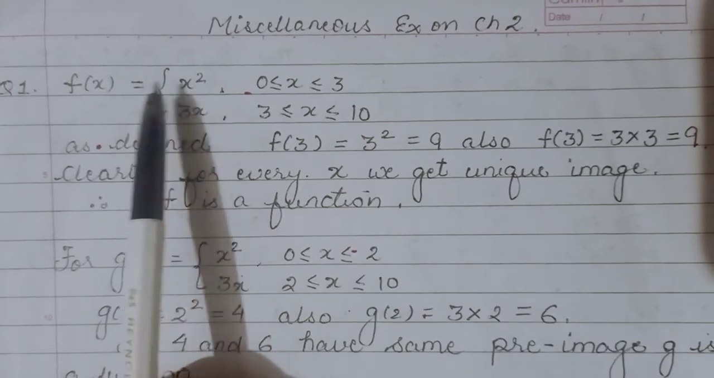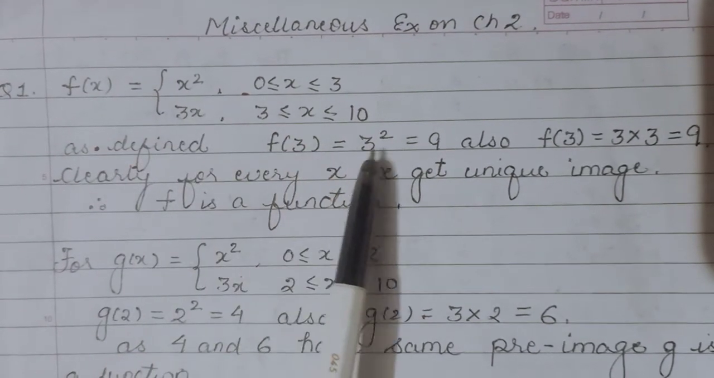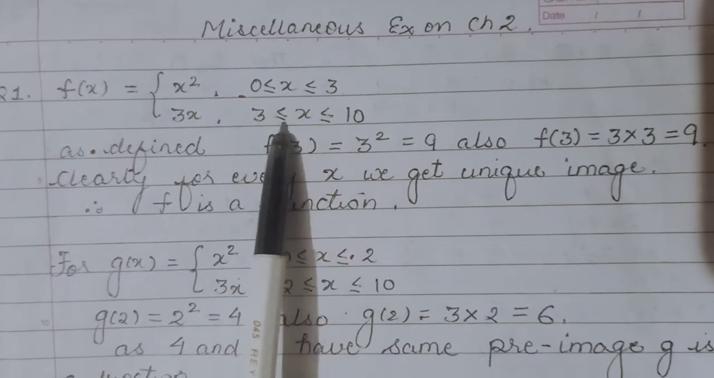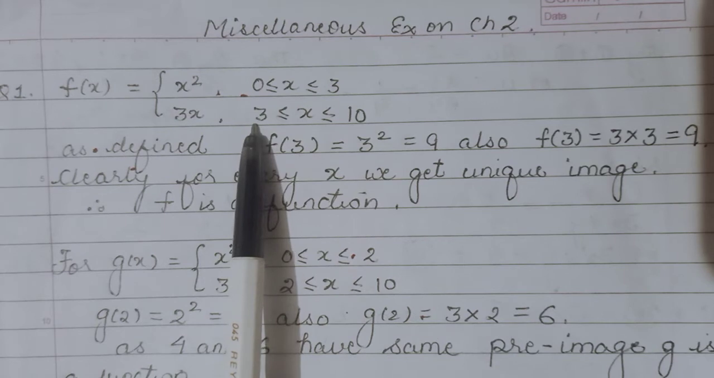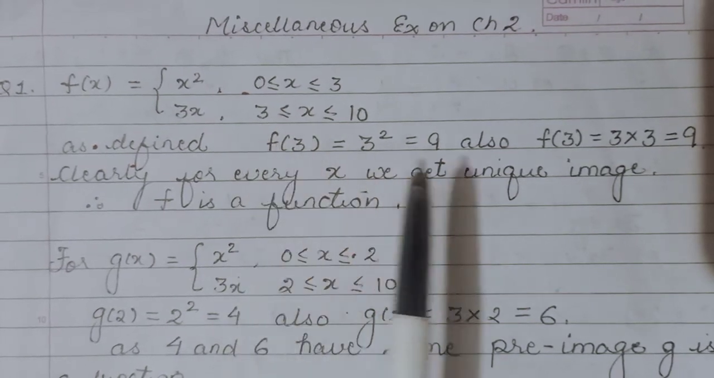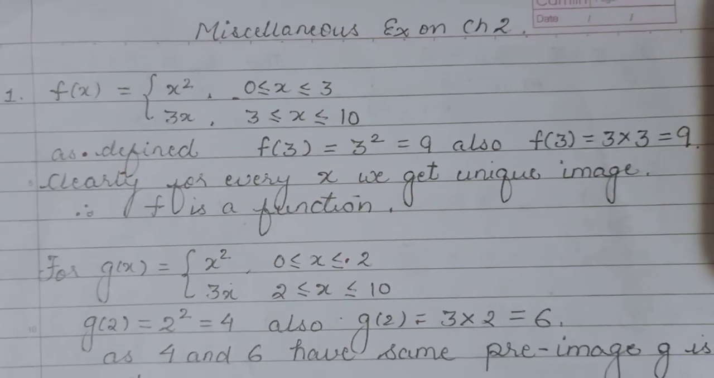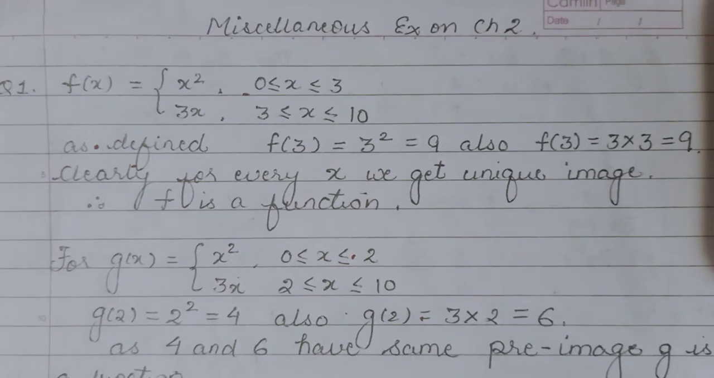Whatever the number is, it's a square. So 3 square we know is 9. Now if you see this one, second definition, 3 into x. So if our x is 3, because 3 is also given here, so 3 into 3, that is also 9. Okay, so what are we seeing? 3 is mapped with 9.